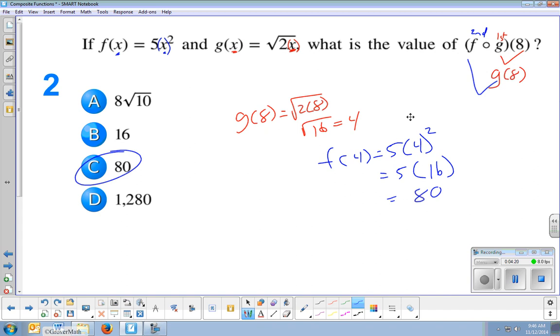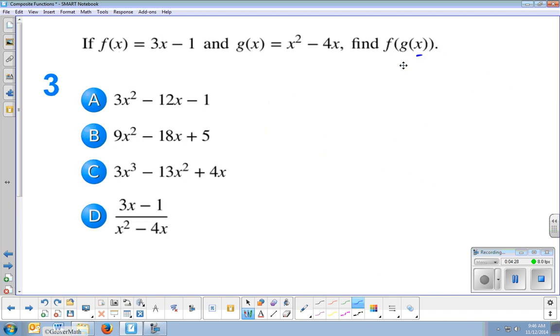Just one more quick example. How about if we had a composite function like this, but instead of plugging in a number, you plug in an x. And so this question, I have f of x, and remember what this is really saying is my input rule for f is whatever I plug into f, I do 3 times it, minus 1. And my input rule for g is whatever I plug into g gets squared, and then I minus 4 times whatever I plug in for g. Because remember, your x stands for input. So it's input squared minus 4 times input.